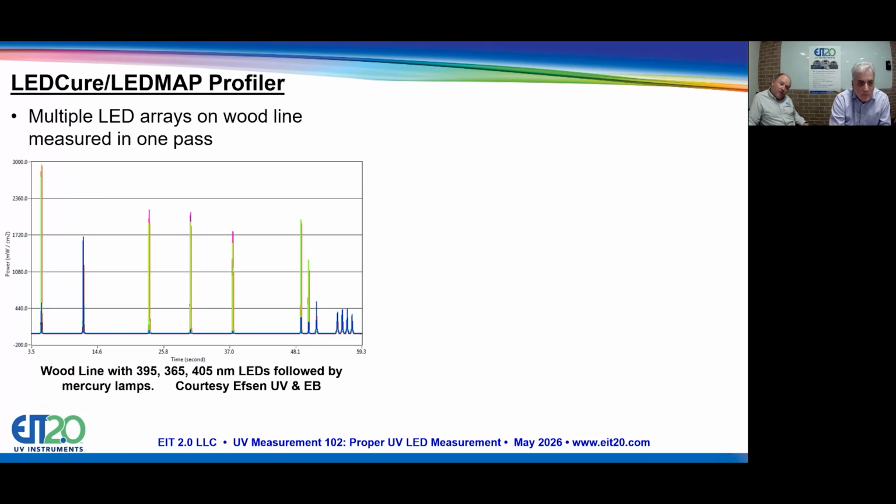We have customers in the wood industry that are using multiple types of LEDs with our 4-band LED Cure or 4-band LED Map. You can look at all the different peaks here, isolate those with the profiler, whether it's 365, 395, 405 in this particular wood line.